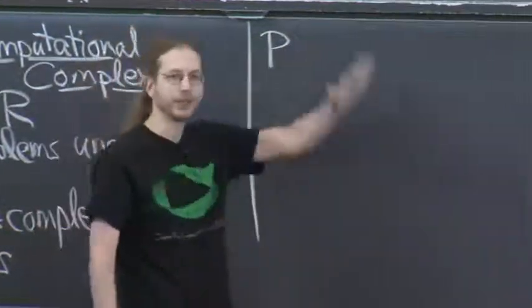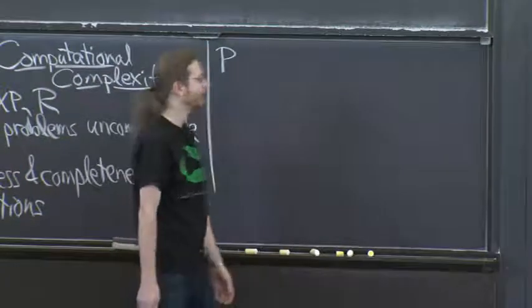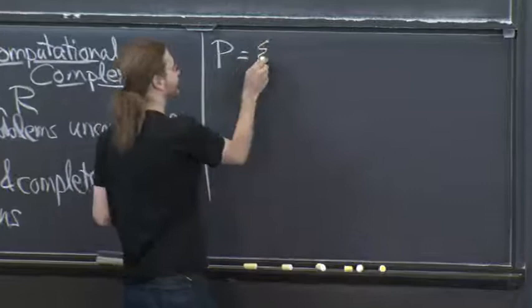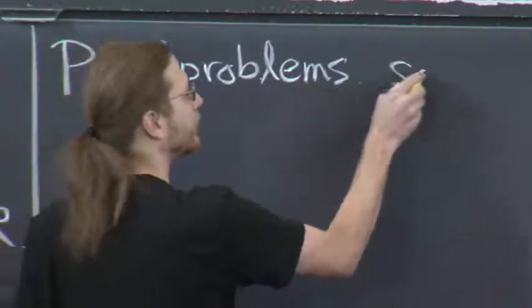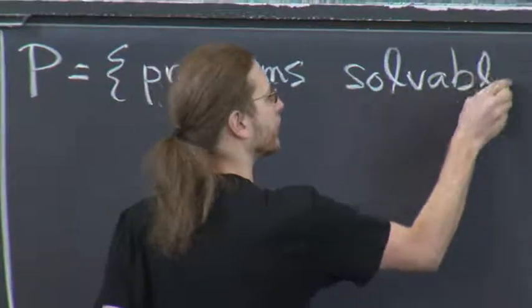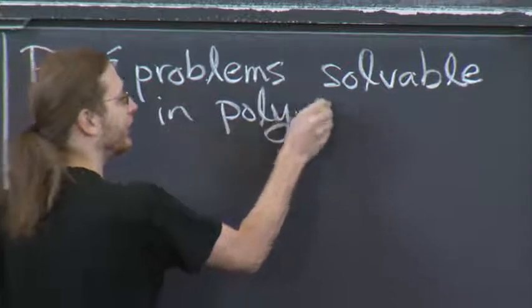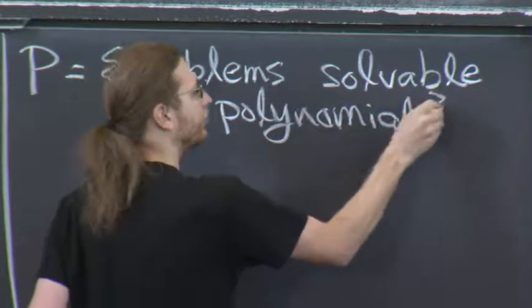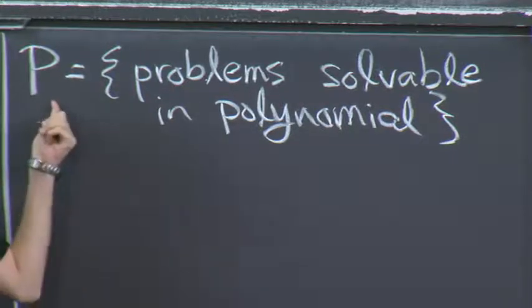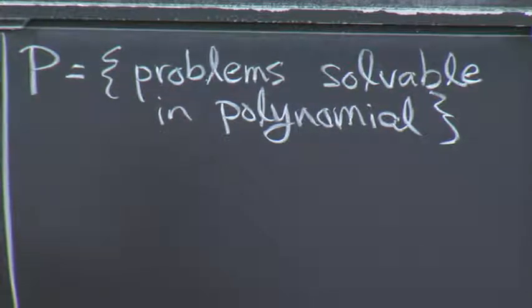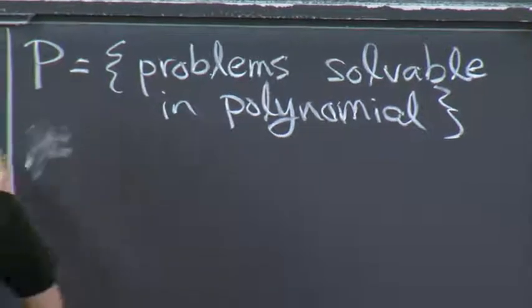How many people know what P is? OK, and it is polynomial time. More precisely, it's the set of all problems you can solve in polynomial time. This is what the class is all about. Almost every problem we've seen in this class, there's one exception, is in P. Anyone know the exception? Good puzzle for you. Not NP.